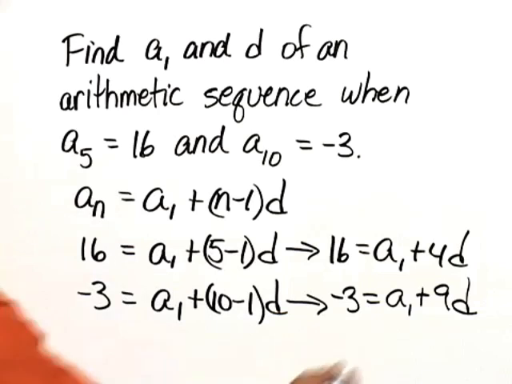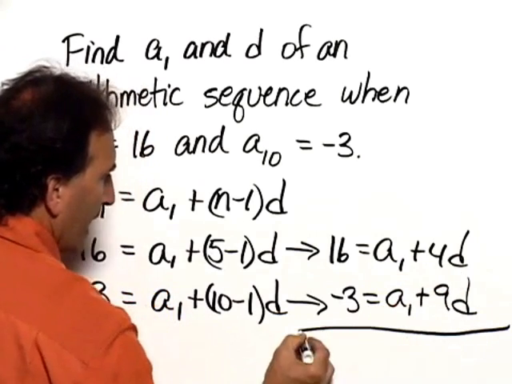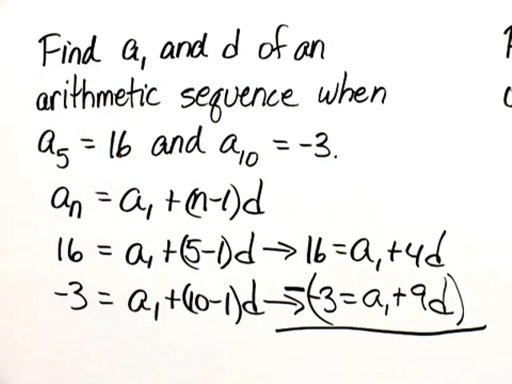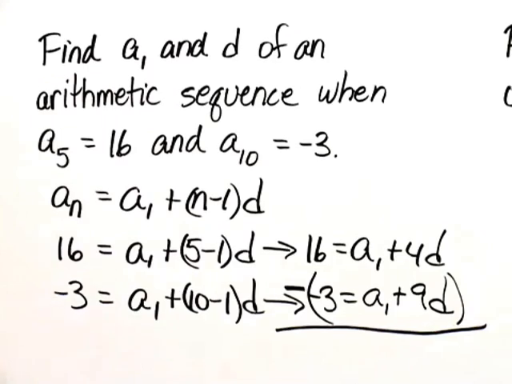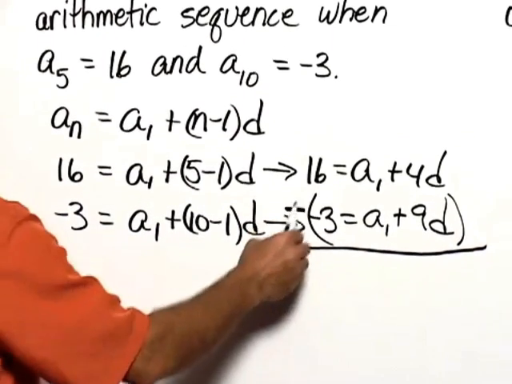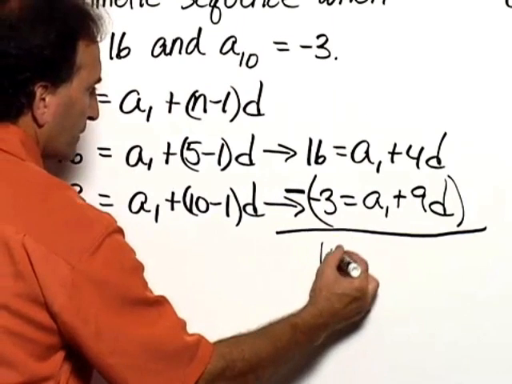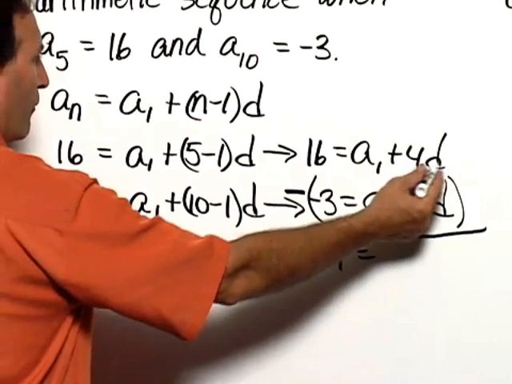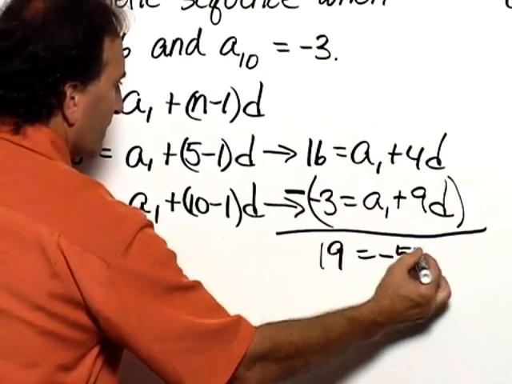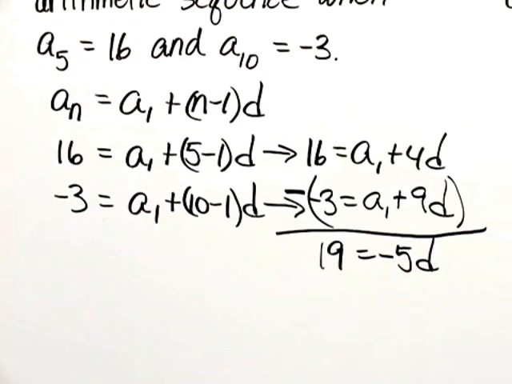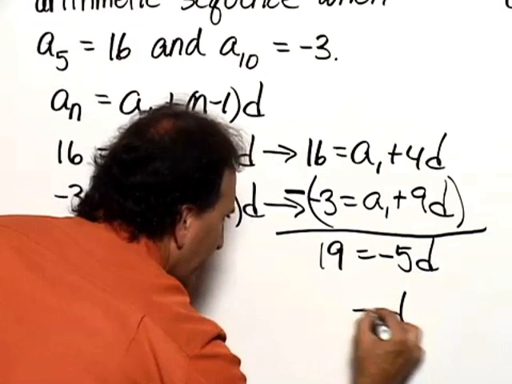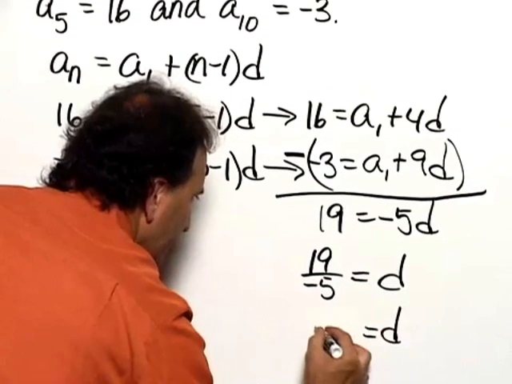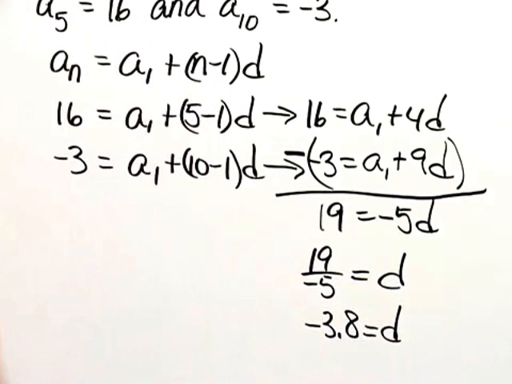So we'll solve these two equations, and what I'm going to do is subtract the second equation, which would then eliminate the variable a sub 1. 16 minus a negative 3 is 16 plus 3. That's 19. The a sub 1 terms sum to 0. 4d minus 9d is negative 5d. Dividing both sides by negative 5, we get d equals 19 divided by negative 5, and that gives us d is equal to negative 3.8.